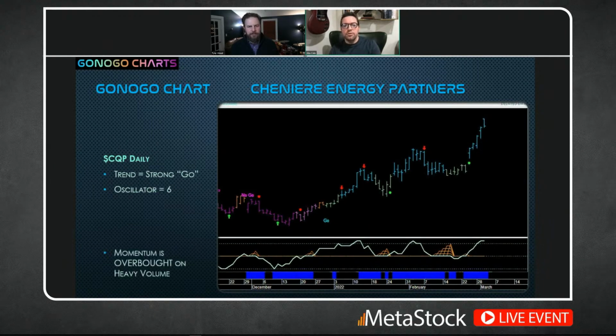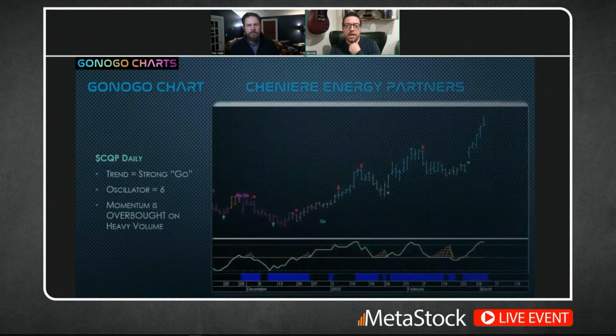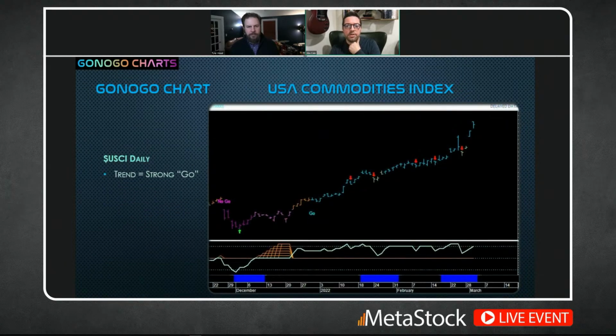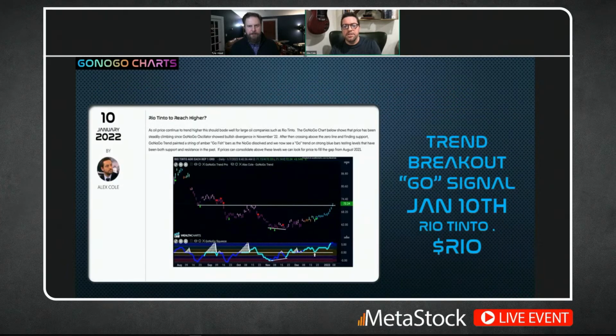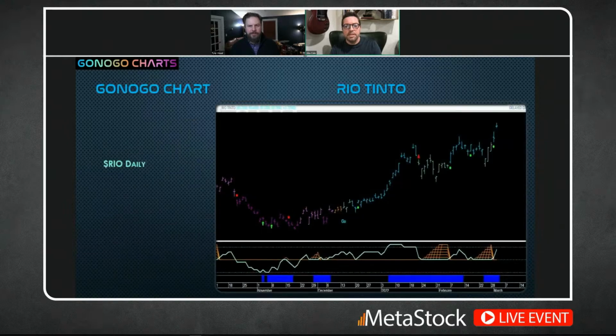But if you want to go to the last couple, just to highlight a couple that we are currently looking at, this is another one that we were talking about, the commodities as well as energy. We talked about Rio on the 10th of January. This one has continued to play out nicely. You're getting those Go trend continuation icons as the oscillator found support at 0 again.